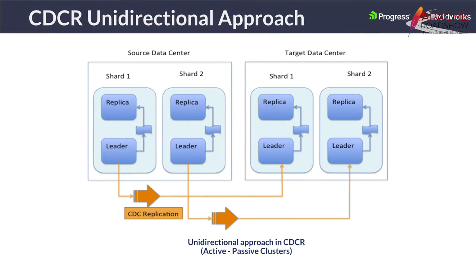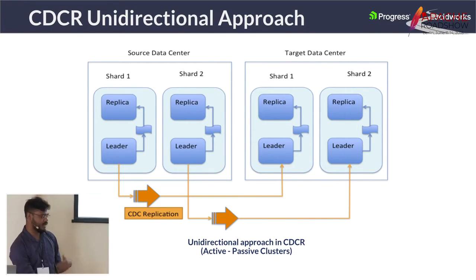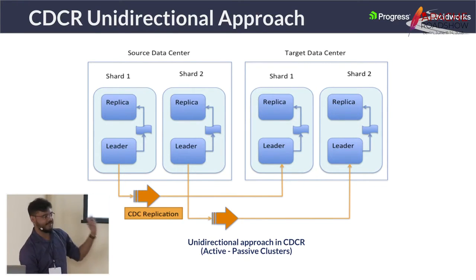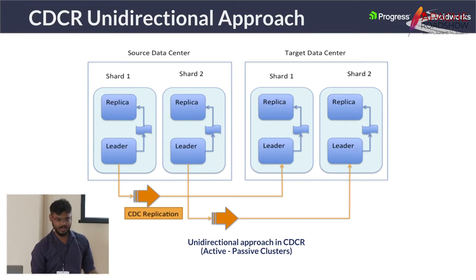Now, this is how a unidirectional approach looks like. We have the source data center and the target data center. As we have mentioned, the CDCR is implemented at the collection level, so we will just call it source collection and target collection. Each collection has 2 shards and 2 replicas. If you look closely, the data is getting transferred from the leader nodes at the source to the leader nodes at the target. That is, only the leader nodes are allowed to communicate with each other.